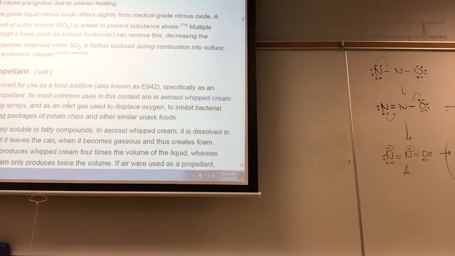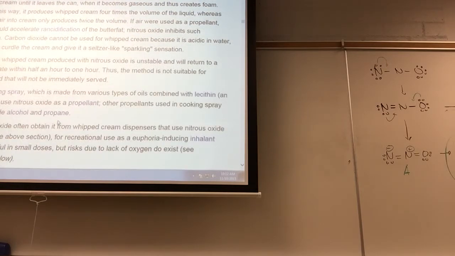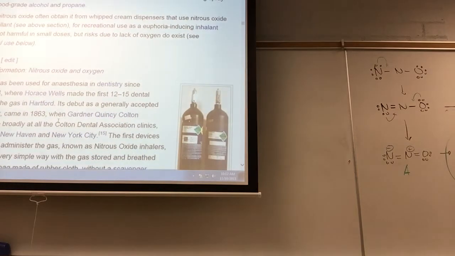And so it's primarily used as an oxidizer. Nitrous oxide is approved for use as a food additive, as an aerosol spray propellant, in whipped cream canisters and cooking sprays, and also to inhibit bacterial growth in potato chips. So, a lot about nitrous. Nitrous oxide has been used as an anesthesia in dentistry since December 1844.